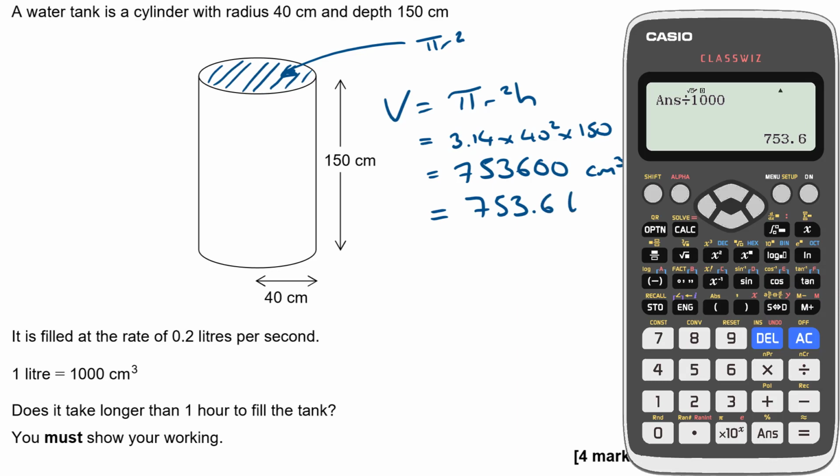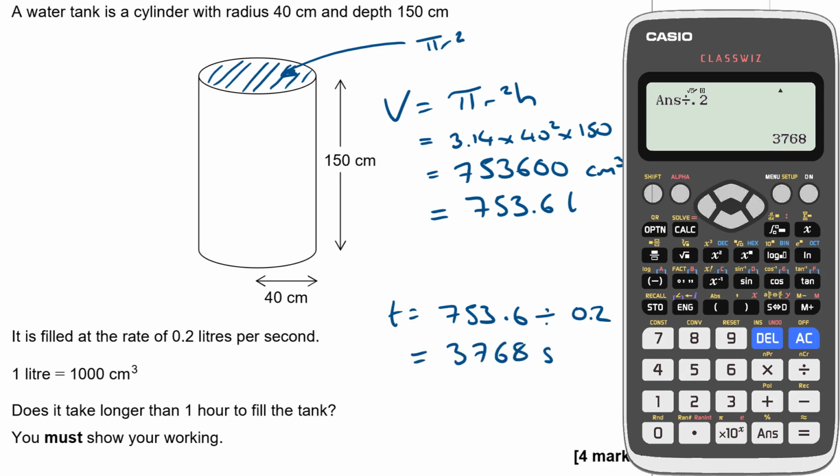Okay, so if it's filled at a rate of 0.2 litres per second, how many seconds does it take to fill up? So time taken to fill up is going to be the volume divided by that flow rate, isn't it? So time is equal to 753.6 divided by 0.2, and that equals 3,768 seconds.